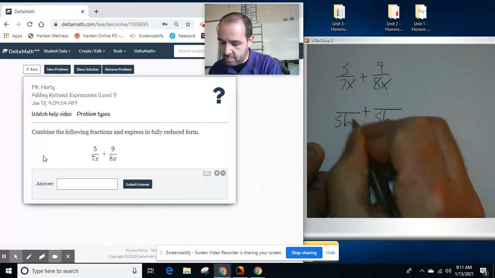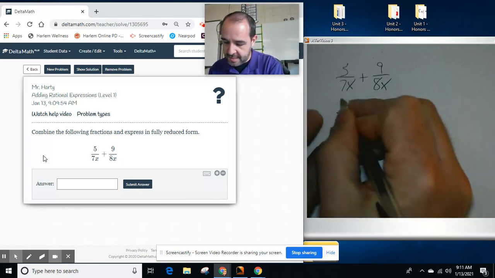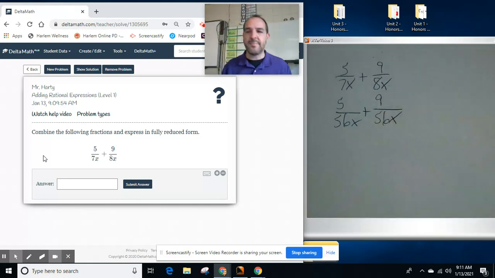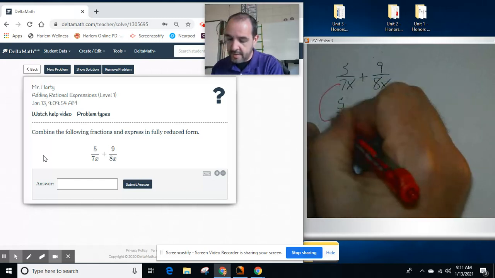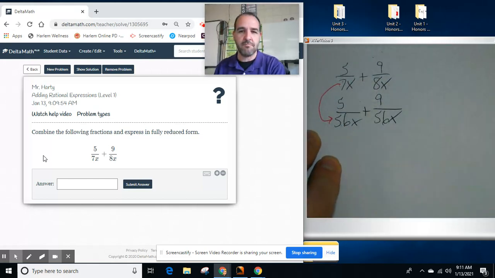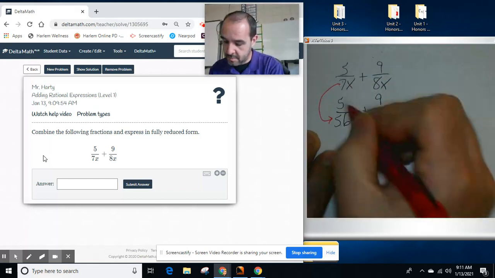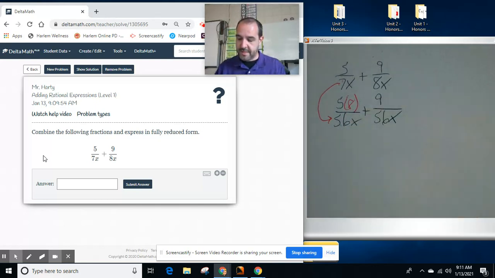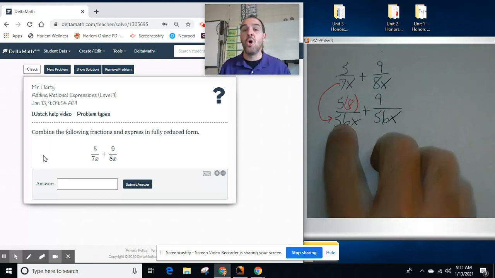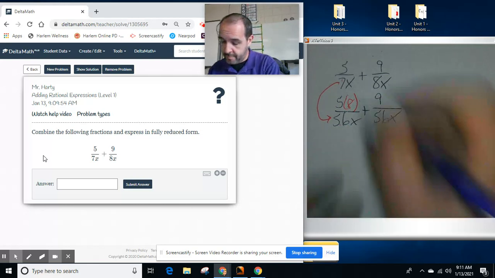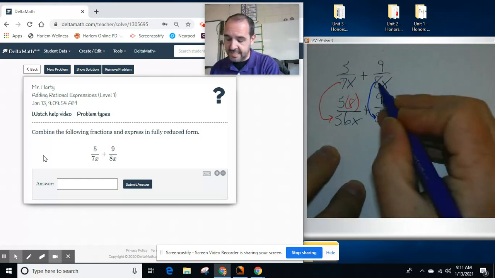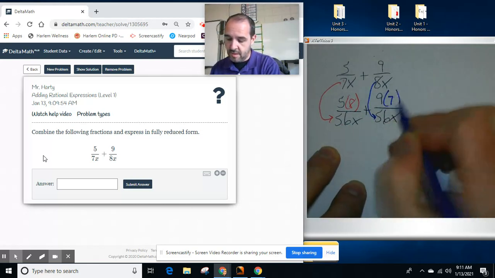And I have my variable. Keep what I have. You notice I'm saying the same things over and over with this. It's amazing how that works in math. 7 times what gets me to 56? 8. We put an 8 in there because 7x times 8 is 56x. We're building. Okay? 8 to get to 56. 7. I already got the x.